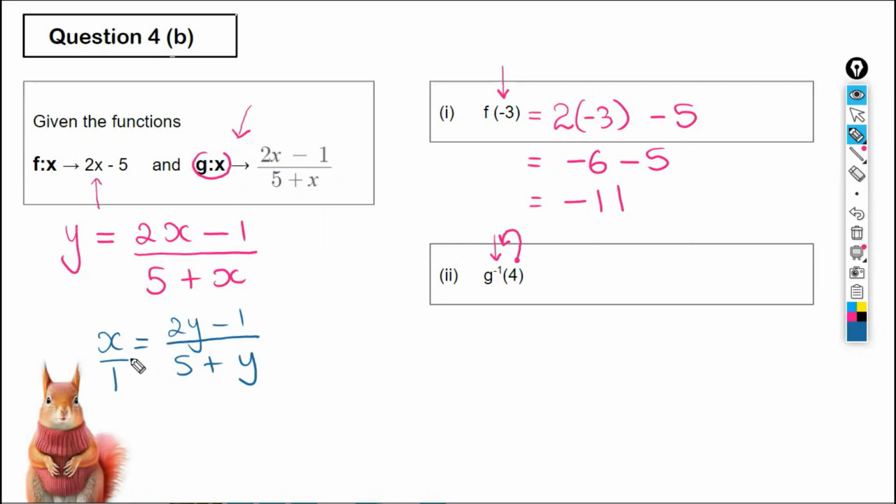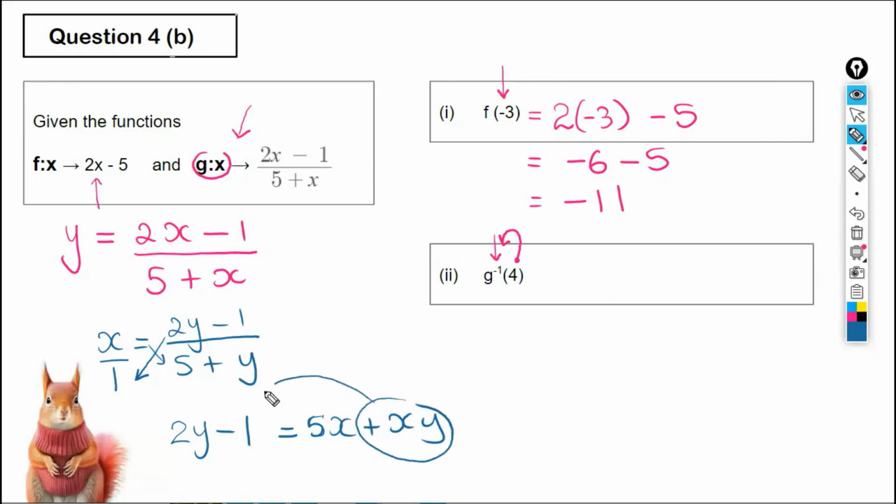Doesn't matter which diagonal you multiply first. I'm just going to go with this diagonal. 2y minus 1 multiplied by 1 is 2y minus 1. And everything here gets multiplied by x. So you get 5x plus xy. We just multiplied both of them by x. All we have to do now is try to get all the y's on one side. So you throw him on this side. This positive one does not have a y, so he goes across to the other side. So we're going to end up with 2y minus xy is equal to 5x plus 1.